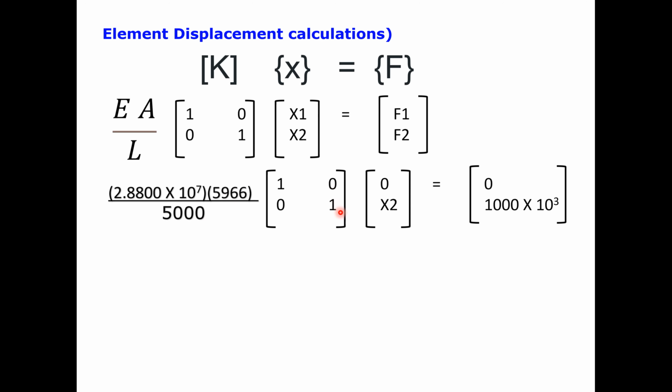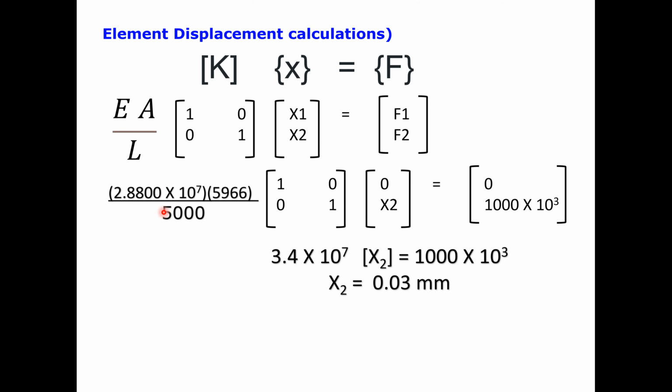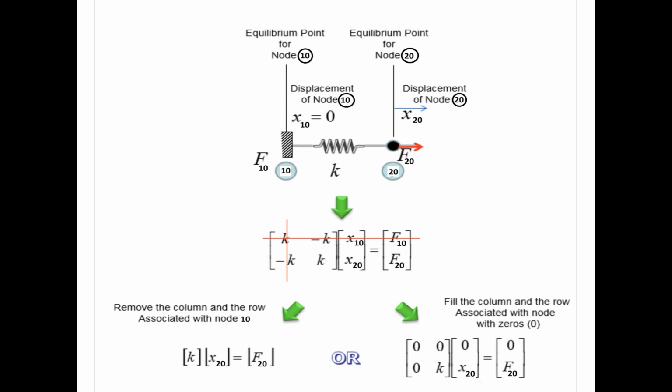So [1 0; 0 1]. Here at node 10 there is no displacement because it's an anchor, so the value is 0. The only node is node 20, where we have to find out the displacement. The force at node 10 is again 0 because it's fixed, and the force at node 20 is 1000 kilonewton. Let's solve this equation and find out the value of X2. After solving this, we found 3.4 into 10 to the 7 times X2 is equal to 1000 kilonewton, meaning 10 to the power 3. X2 is equal to 0.03 millimeter. So this is how, through this matrix, we find the displacement X at node 20.